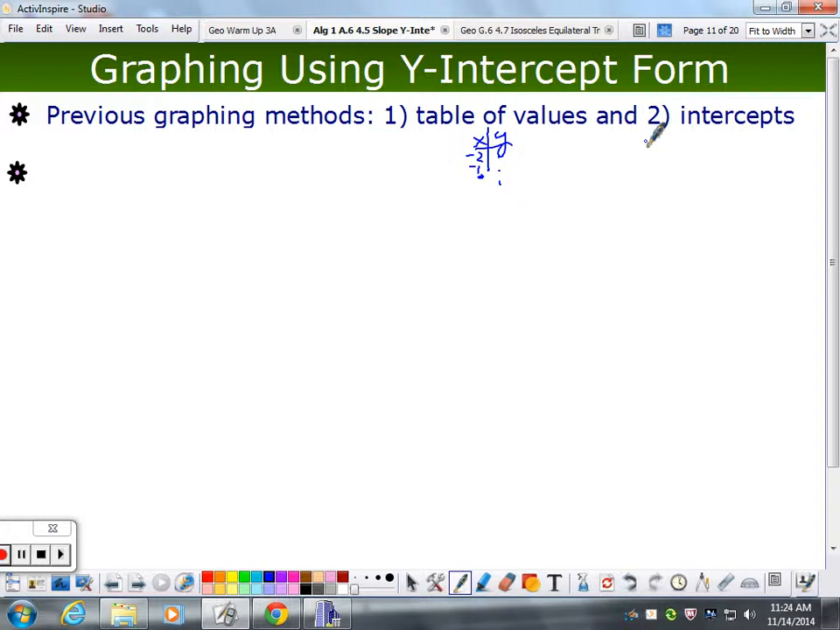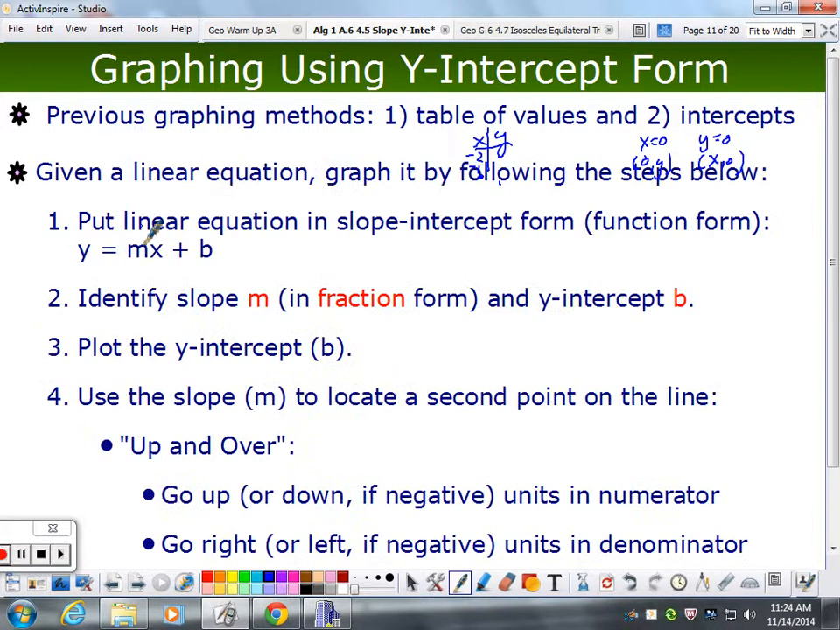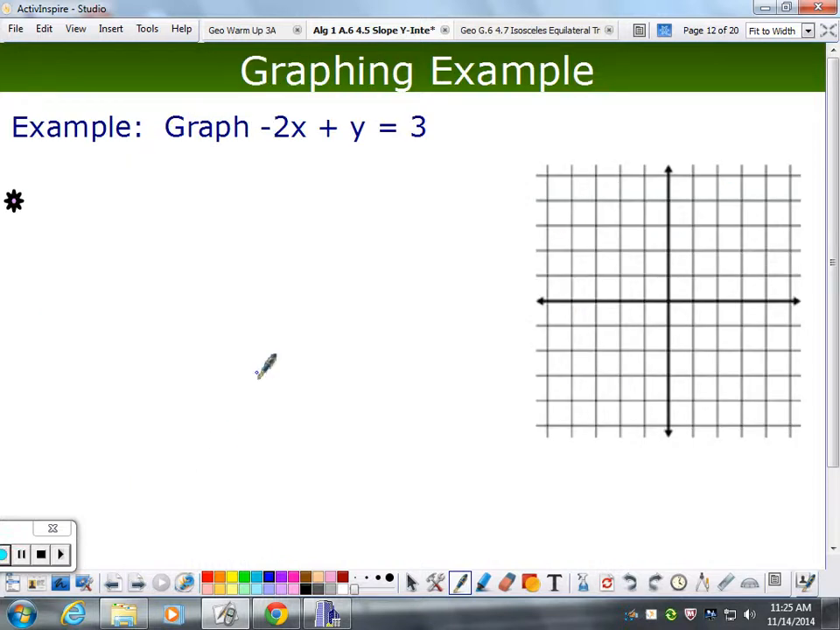With the intercepts, you set x equal to 0 to find the y-intercept, and you set y equal to 0 to find the x-intercept. Nothing really wrong with that either, except a lot of people have trouble with it. What's nice about this is that, believe it or not, it's easier than the other two, even though this looks like, are you kidding me? These are words to remind you after you've seen it a few times what to do next. So this is more useful after you've seen it. So let's look at how to graph.